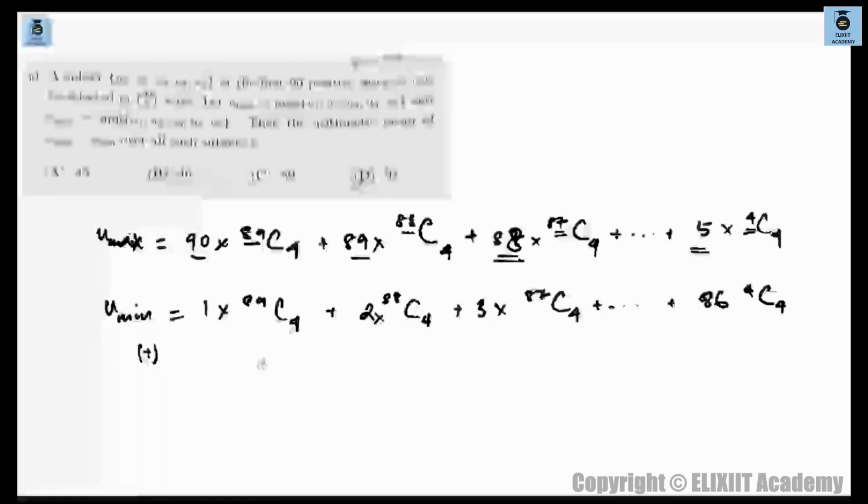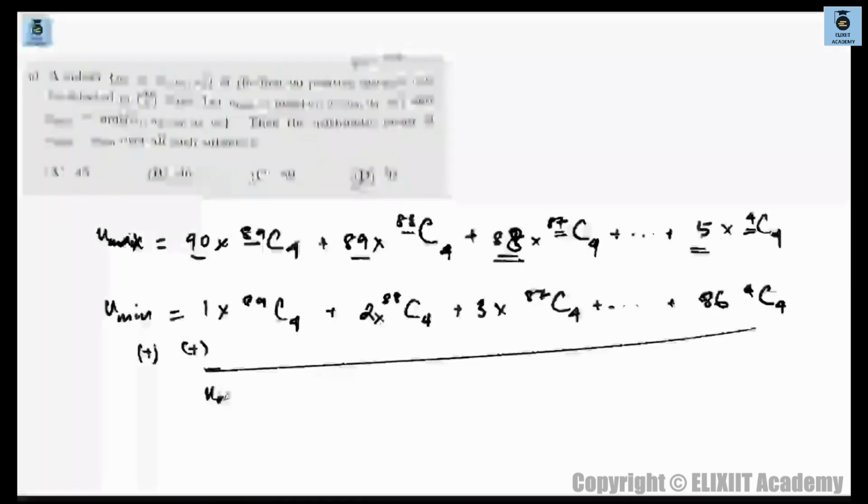So you have to add this thing because they have asked to find the arithmetic mean of this thing. So U max plus U min. So we have to find what is U max plus U min first. So if you add this series, what will I get from here? Now see, you're adding the series, right? So 90 plus 1 is 91.